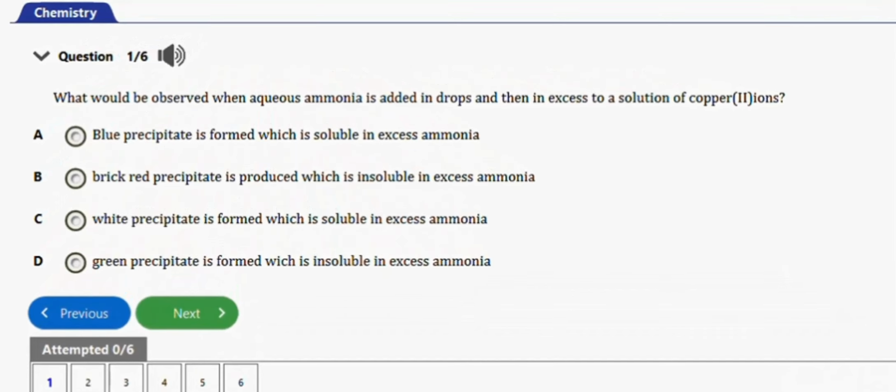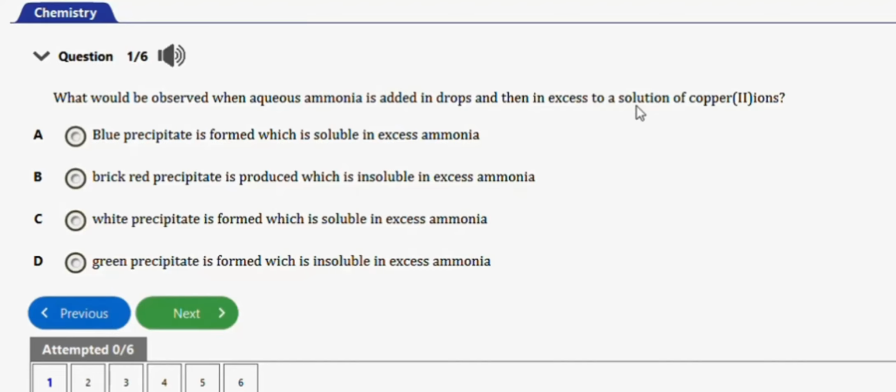In this video, we're going to learn how to solve these chemistry problems under copper. So guys, we have 6 repeated questions to practice with in this video. Let's get started.